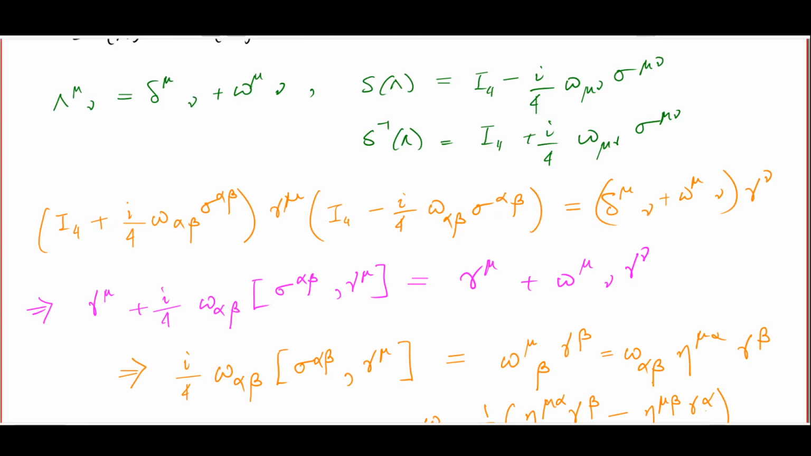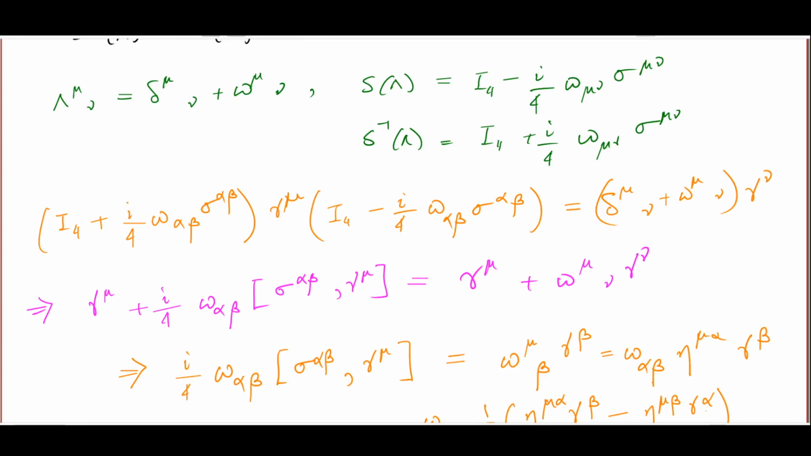Now, since sigma alpha beta is already antisymmetric in alpha and beta, the commutator is also antisymmetric in alpha and beta. So there are no problems with the left hand side. The right hand side, on the other hand, as is written, is not antisymmetric in alpha and beta.